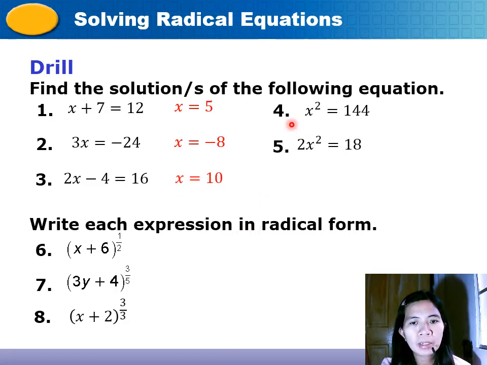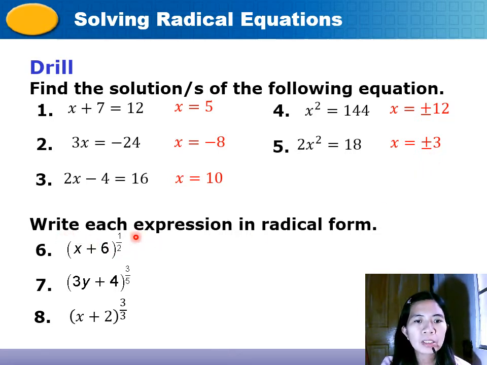Number 4, this is x squared equals 144. So we will get the square root of both sides. The answer is positive negative 12. And number 5, we are going to divide both sides by 2. The answer is 9. Then get the square root of both sides. The answer is positive negative 3.